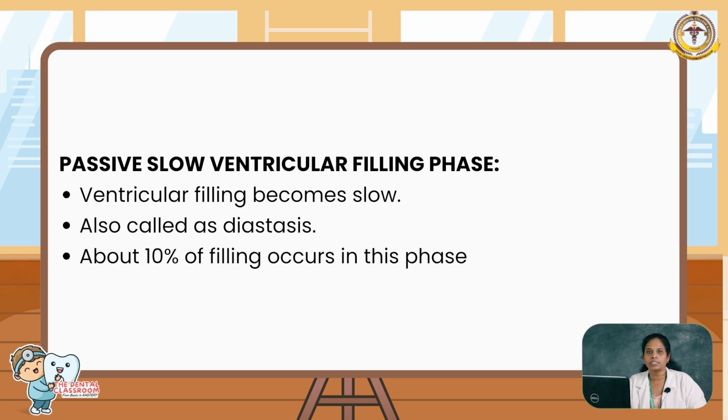So in the passive phase, that is both in the passive rapid ventricular filling phase and the passive slow ventricular filling phase, both the right ventricle and left ventricle will be filled with 80% of the blood. So 80% of the blood reaches the ventricles without any work done by the atrium. So the phase is known as the passive phase.